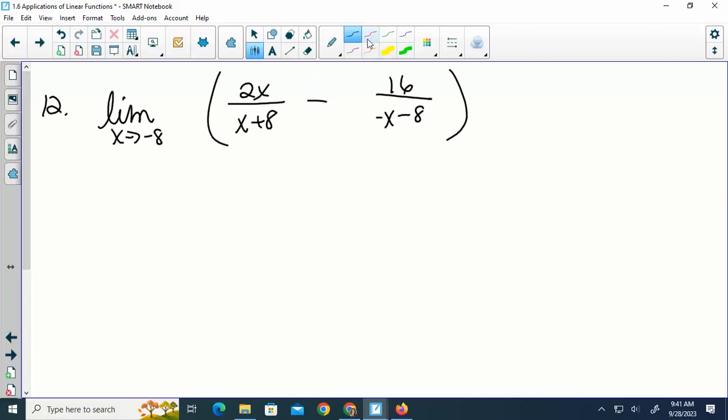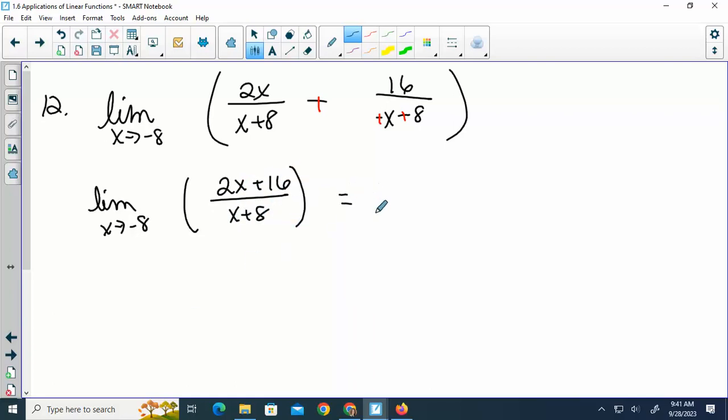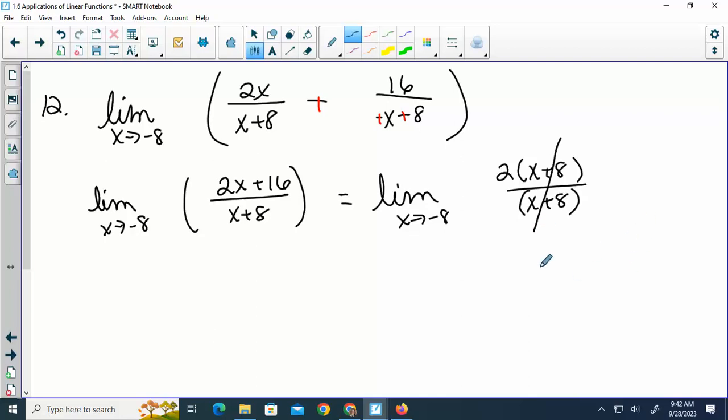So if you have a subtraction, you can distribute the negative through the top or the bottom. If I take this through the bottom, then my denominators are the same. So I could just add these fractions together. So that gives me a 2x plus 16 over x plus 8. Now I still can't plug in, but what could I factor out of the top? That would give me a 2 times x plus 8 over x plus 8. So then those x plus 8's drop, and what's the limit of a constant? The constant. So we just get 2.